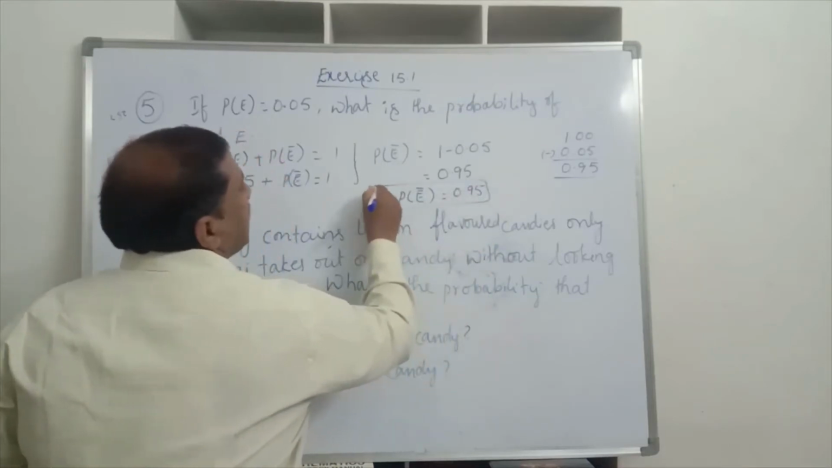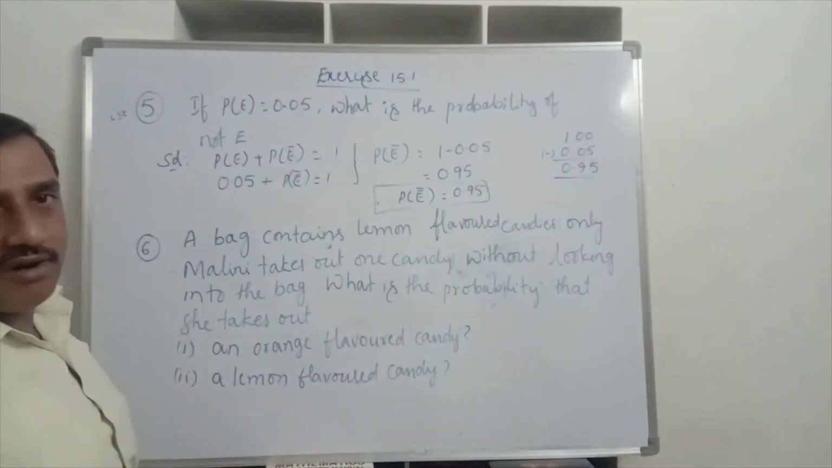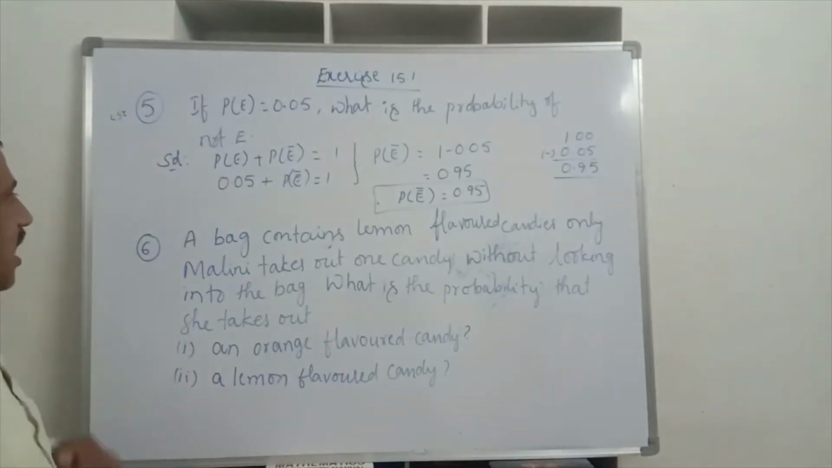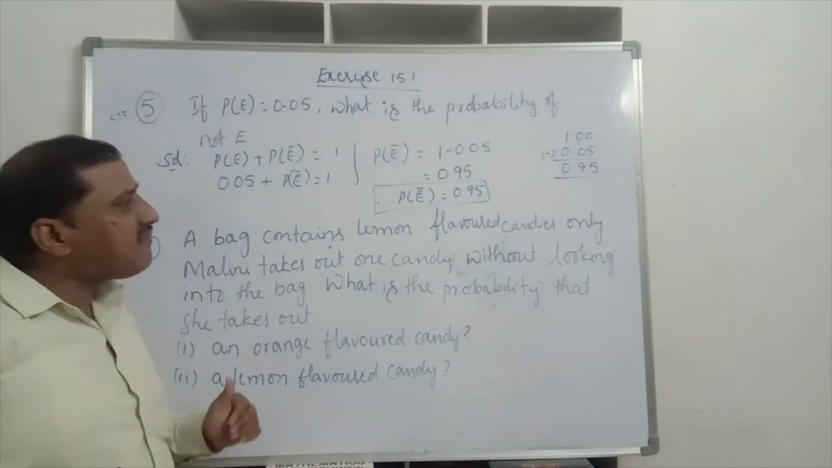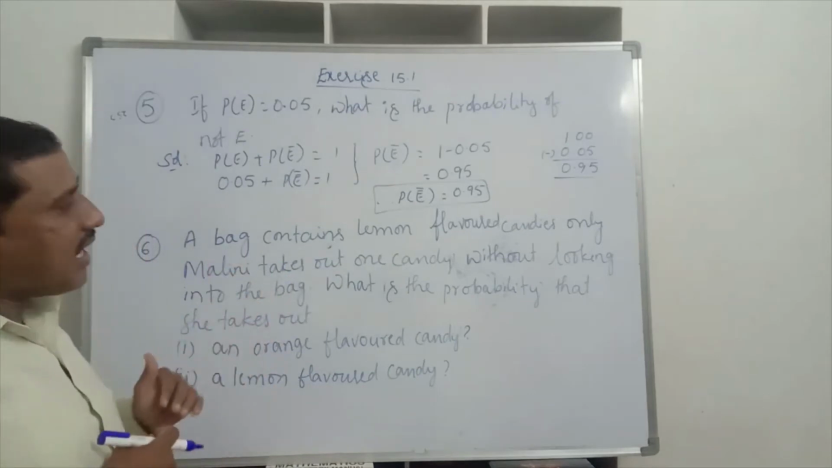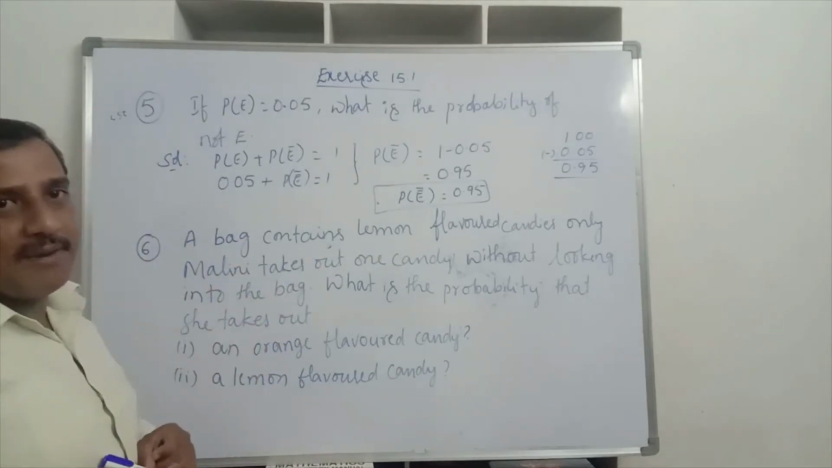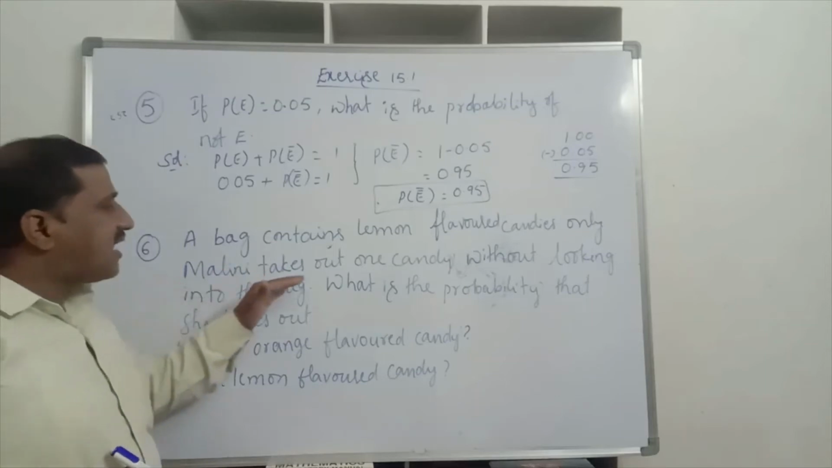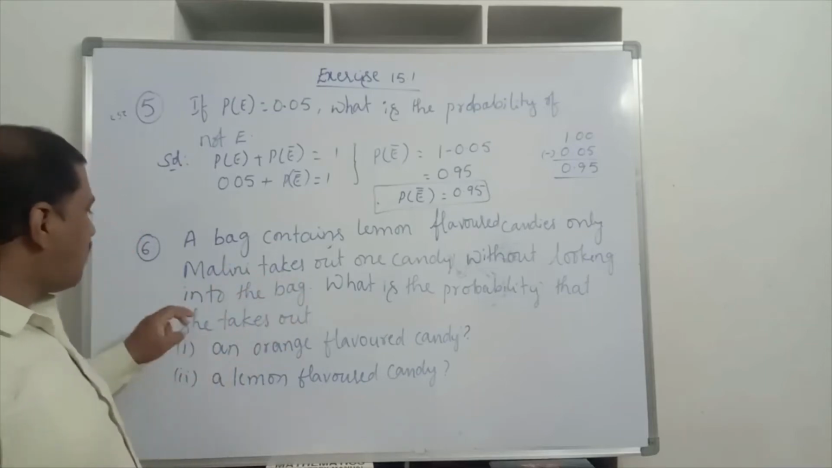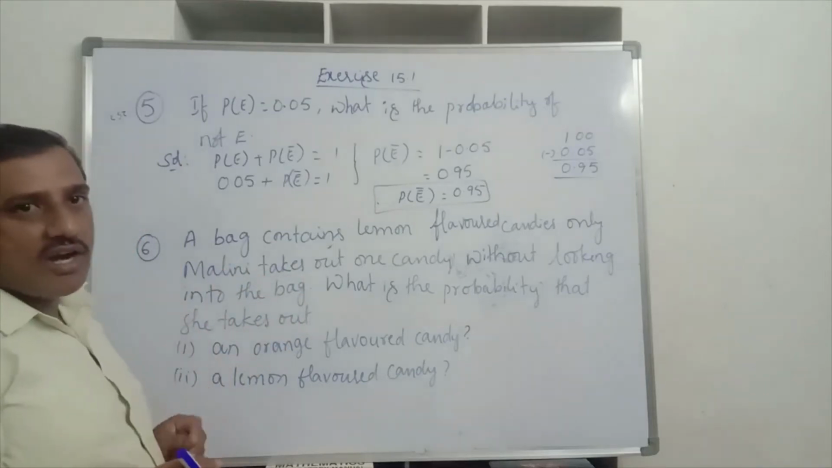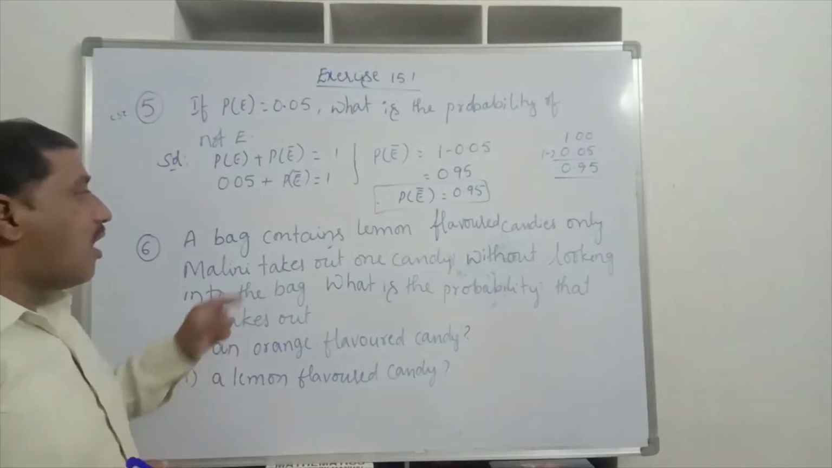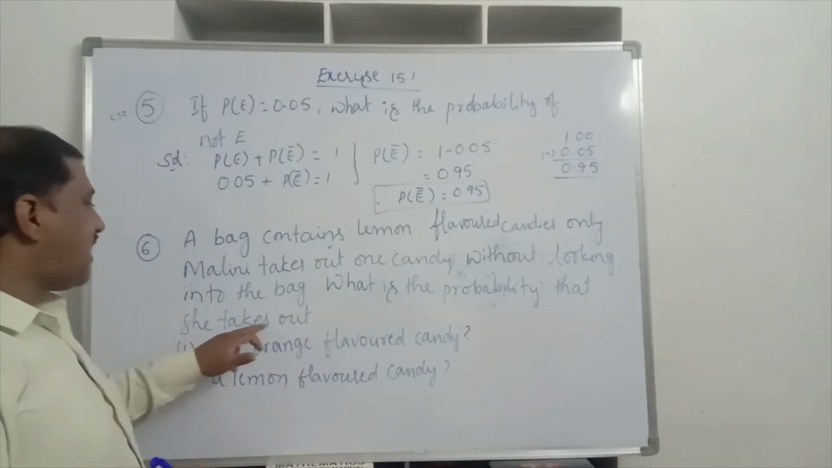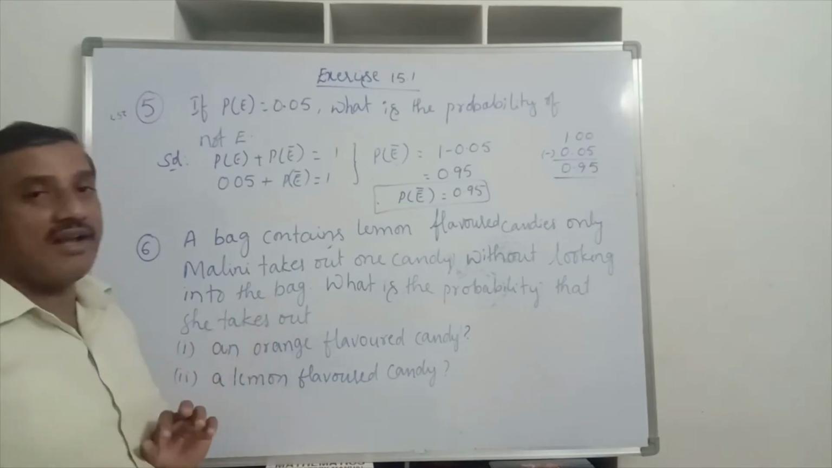Like this, we will find the probability of P of not E. Sixth question. A bag contains lemon flavored candies only. What kind of flavored candies are there? Only lemon flavored. So Molly takes out 1 candy without looking into the bag. What is the probability that she takes out an orange flavored candy?